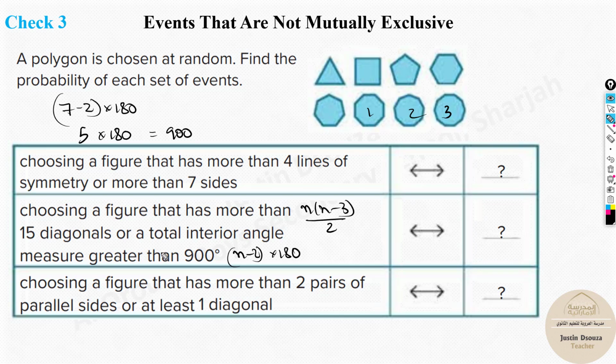Now 900 degrees, but this is not considered. Why is heptagon not considered? We need more than 900, greater than that. So again, it will be 1, 2, 3. It will be the octagon, nonagon, or decagon. These three have more than 900 degrees.